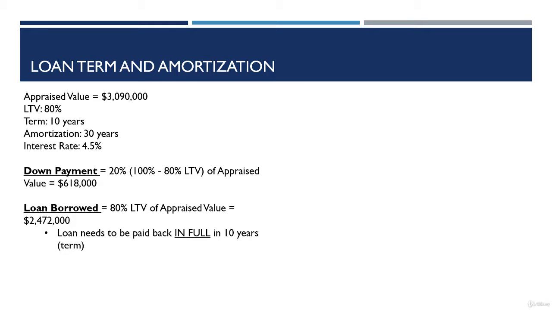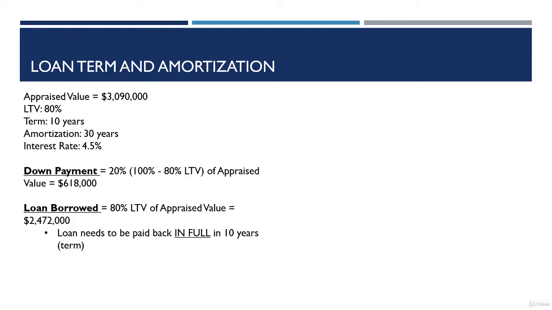The full loan amount of $2.472 million will have to be paid back to the bank in 10 years, which is your term. This is called a balloon payment. Okay, no matter what, the bank wants this entire balance paid back to them in 10 years. You will be required to pay down your mortgage, your principal and interest, little by little over the 10-year period. The bank uses the 30-year amortization period and the 4.5% interest rate to calculate what your payments will be over those 10 years.